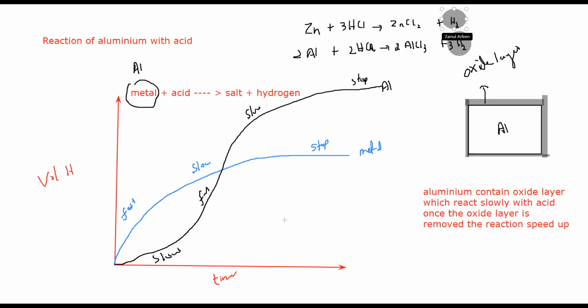Number one, aluminium has an oxide layer, a protective oxide layer, which does not allow aluminium to react with acid, or the reaction with acid will be very slow. That's why the reaction in the beginning is slower. With the passage of time, once the oxide layer is removed, the aluminium is exposed to the acid and the reaction speeds up. That's why the rate of reaction also increases. Is it clear? Why is the reaction of aluminium with acid a bit different compared to other metals?